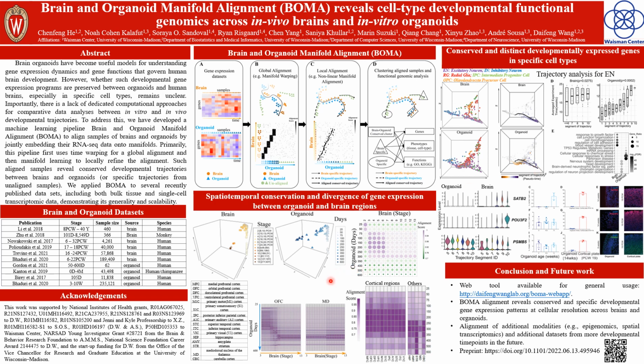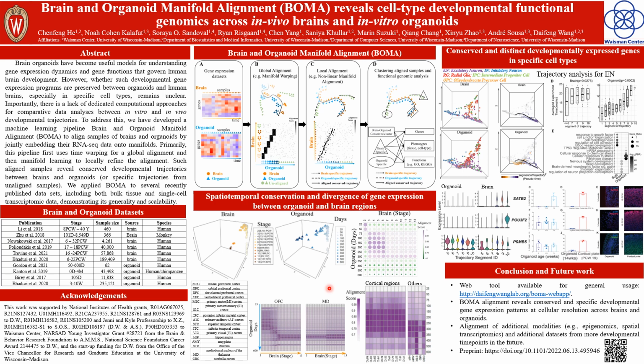Within the bulk dataset, we aligned brain samples to organoids which were cultured for about 2 years. As you can see, after the alignment, the brain samples and the organoid samples are in general well aligned, especially at the early time points. However, for the late stages, there seems to be some difference between the development of the brain and the organoid.